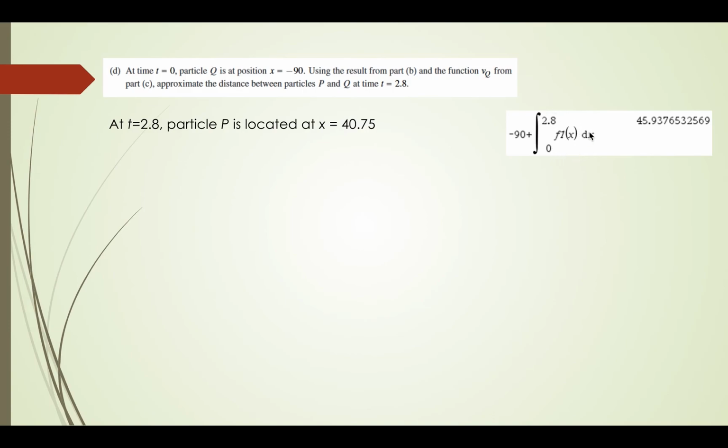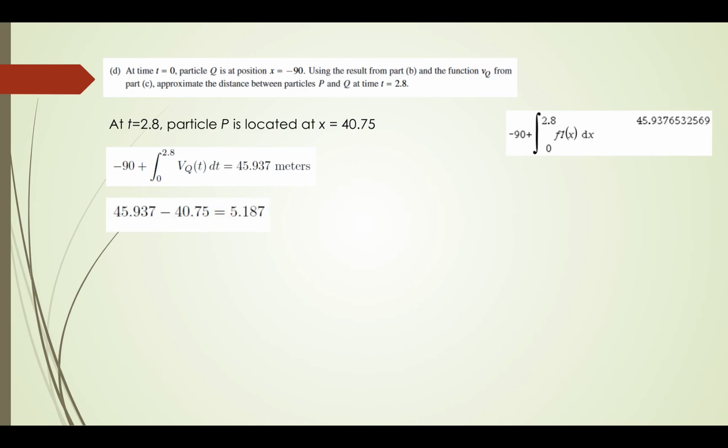If you integrate that, you would get a positive 135 point something. And so -90, which is the starting point, plus however much it moved forward, will tell you where that particle currently is at 2.8. So we write that in our response. Of course, this is the calculator screen. This is what you would actually write on your paper. I'm being careful to use units again.